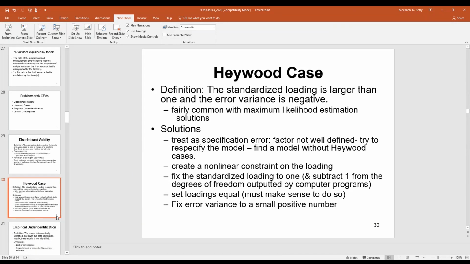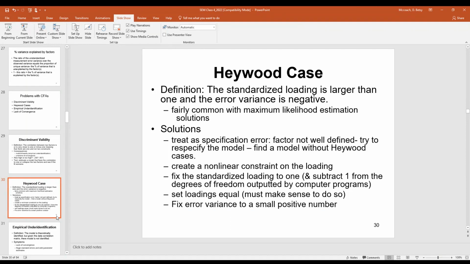You can fix the standardized loading to 1, which is kind of a cheaty way to solve the problem, right? You can set loadings equal to each other. Again, that's got to make sense. You can fix the error variance, like if it's going negative. Again, this is a cheaty thing to do as well. Let's say that error variance is negative 0.03 or something. You could rerun the model and fix the error variance to be a small positive number. Now, those things will work, but I feel like that's a little bit of lipstick on a pig or something, right?